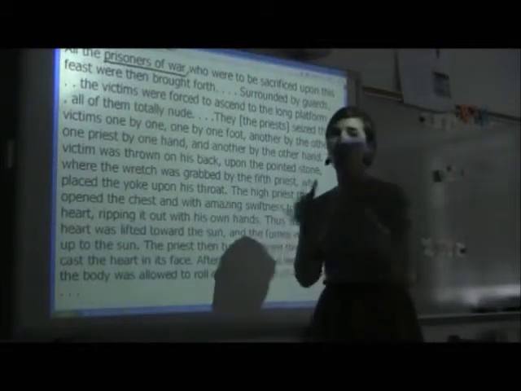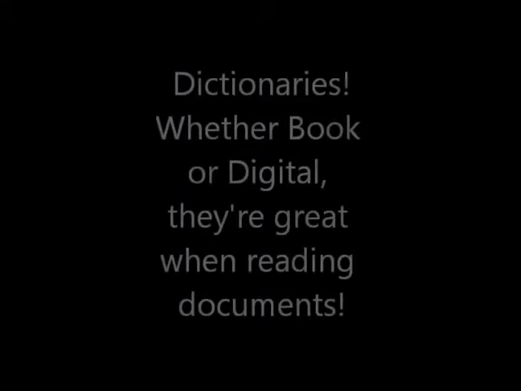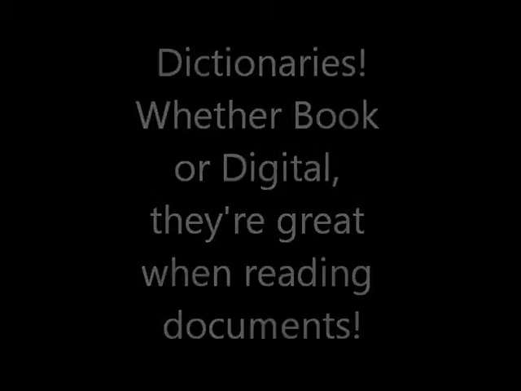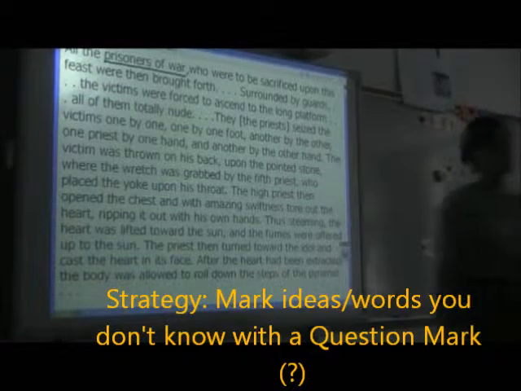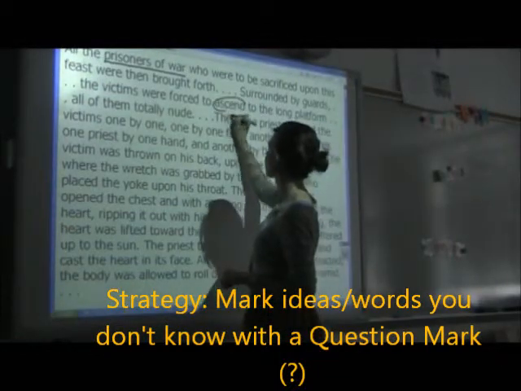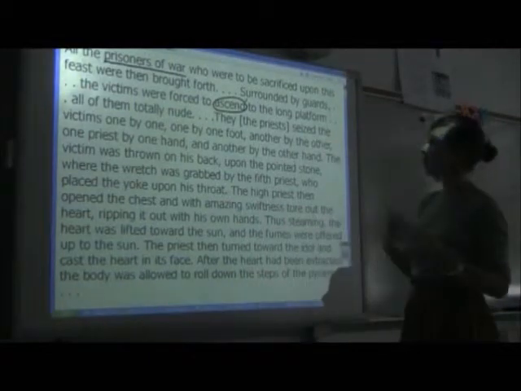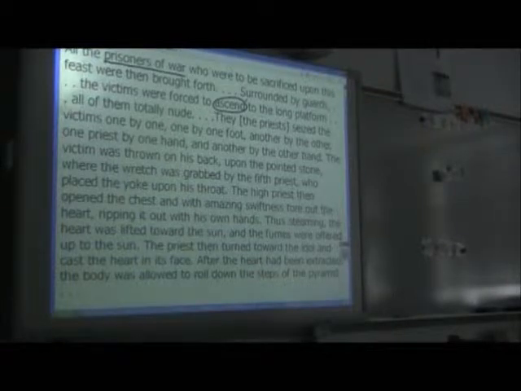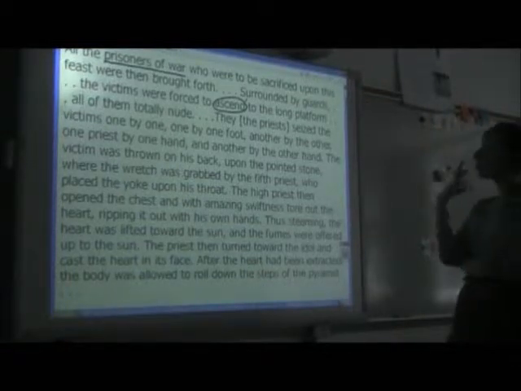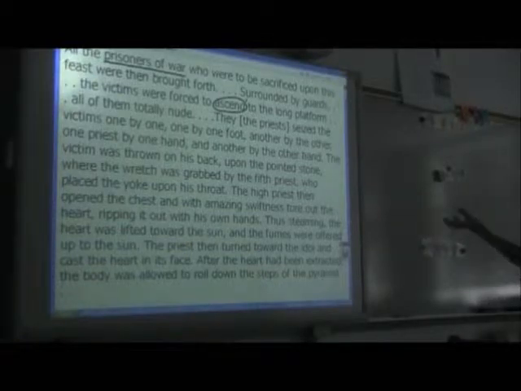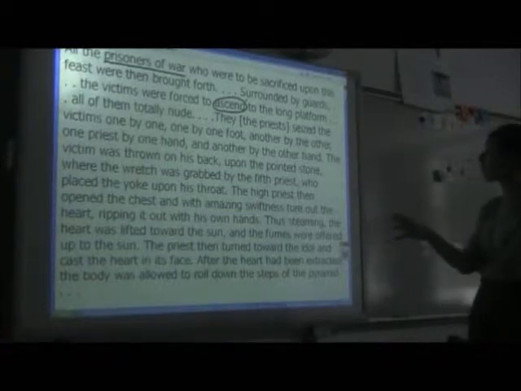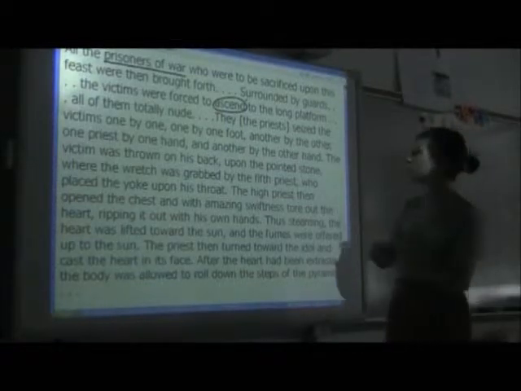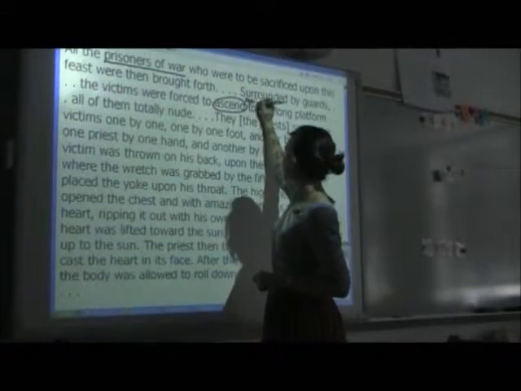If I have a dictionary handy, of course, I'm first thing going to look it up. Second choice, I'm going to circle it to remind myself I'm not totally sure what it means. And I'm going to try to guess based on clues in the sentence. So I'm looking at this word ascend and I'm thinking, okay, they're forced to do something on a long platform. So they're forced to move on the long platform. They're supposed to, in some way, be moving. Write that in to remind myself.